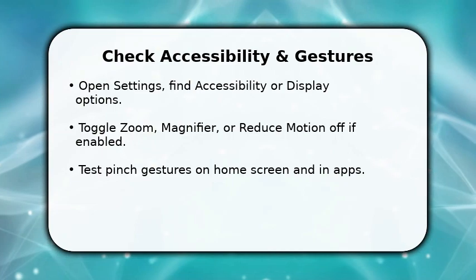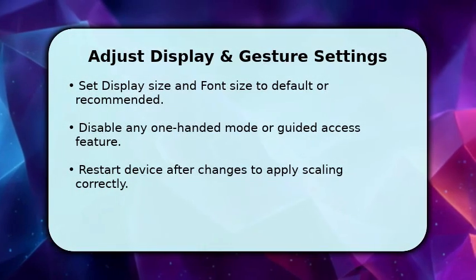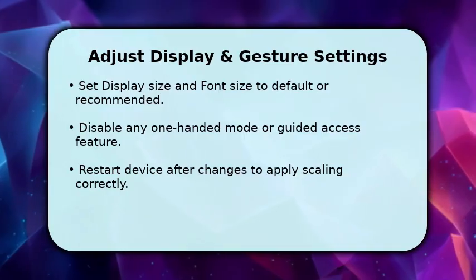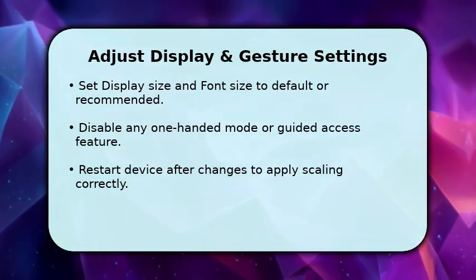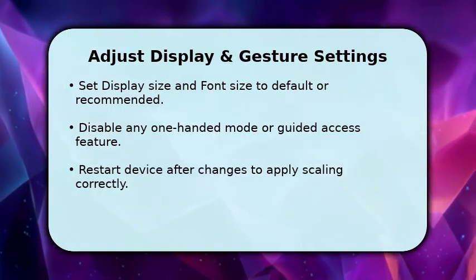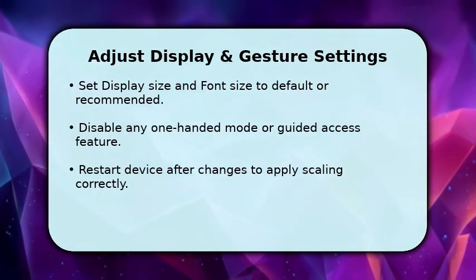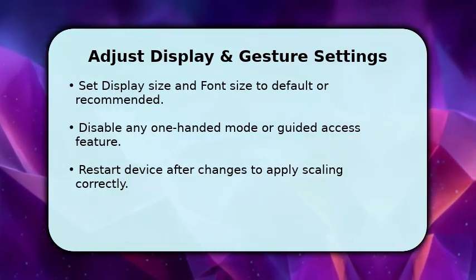Now adjust the detailed display controls. Open display settings and reset display size and font size to default or recommended values. Make sure one-handed mode, guided access, or developer display overrides are off. These can lock zoom levels. If your phone has a gesture sensitivity setting, lower it slightly so accidental zooms stop.